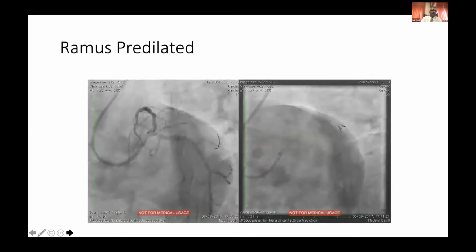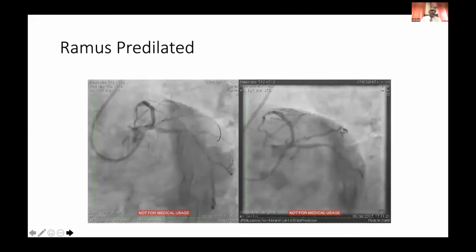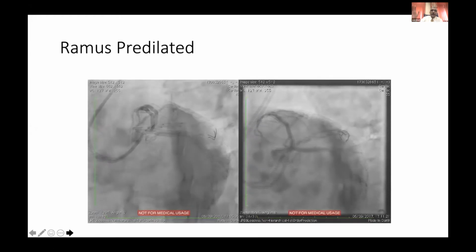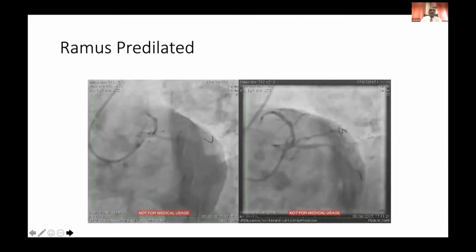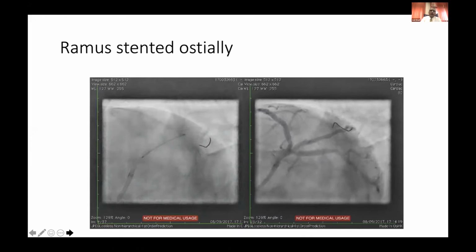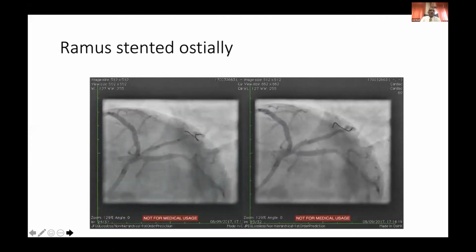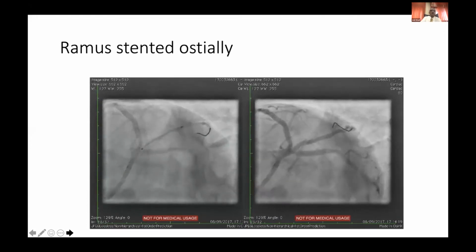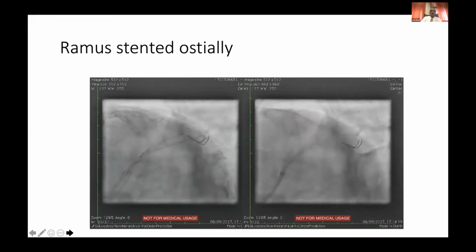We thought the ramus was going to be very easy. So I let my colleague go ahead and pre-dilate the ramus, and then we got a little ambitious because we thought that, okay, we can do a precise placement at the ostium of the ramus.